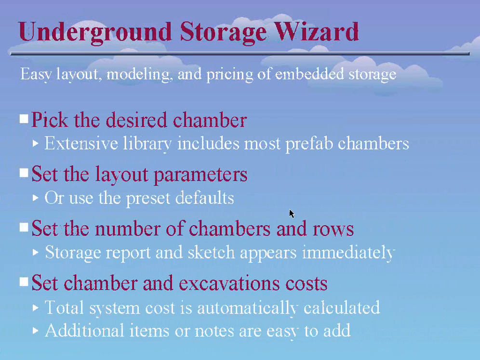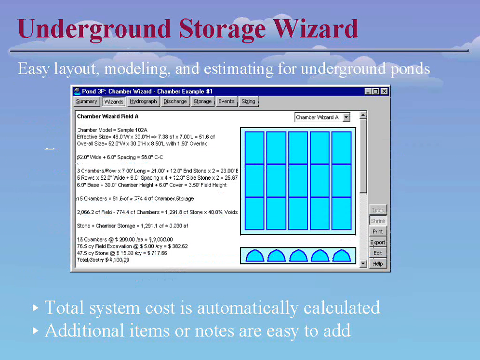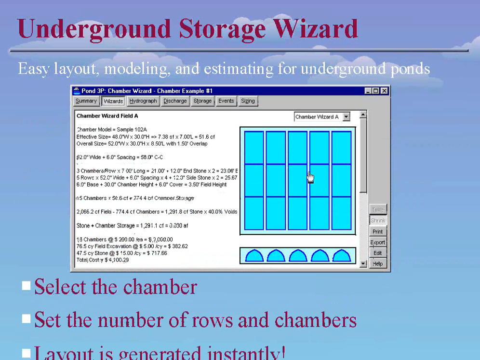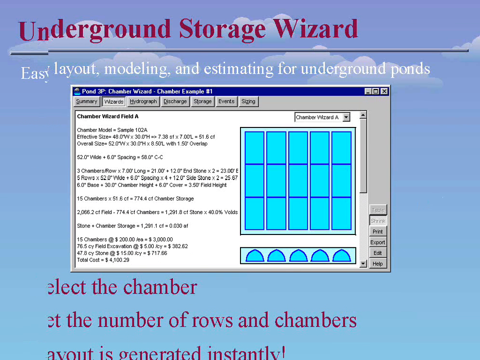The underground storage wizard, or the chamber wizard, makes it very easy to set up these underground systems. We can basically just pick the specific model of chamber and set the layout, the length of each row, the number of rows, and based upon the manufacturer's typical spacing, cover, and bedding, it will automatically lay out a system and do the storage calculations for that system.